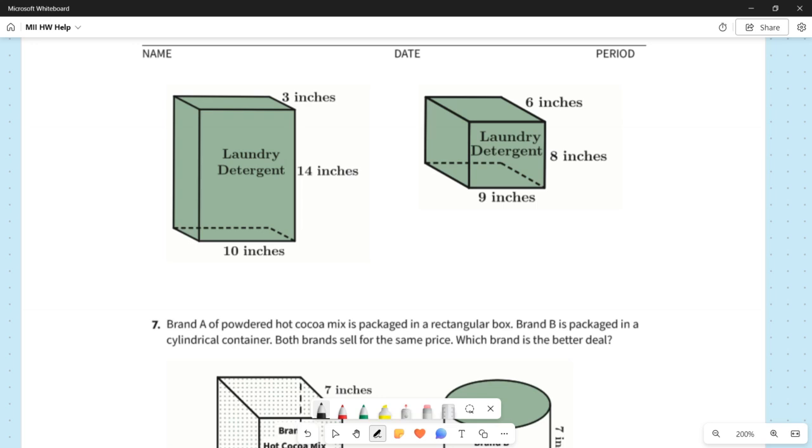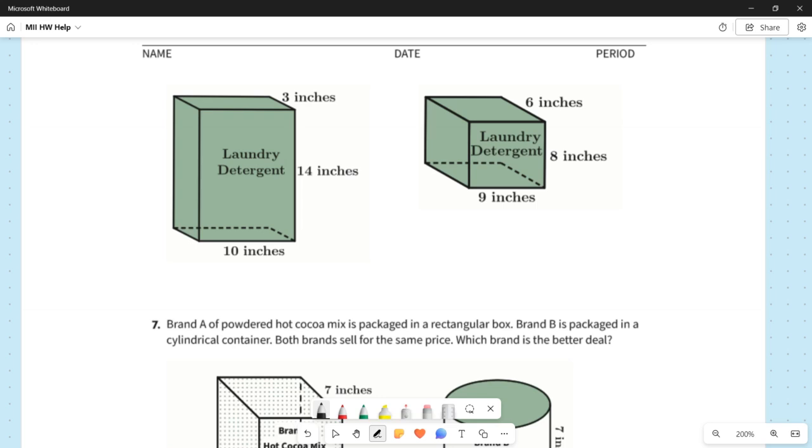Now, what consumers care about in this context is how much detergent is in the box, right? They don't care about surface area, which is the area on the outside of the box. Why would anyone care about that? What they care about is the amount of detergent that's inside the box. That means we're talking about volume. So we want to compare the volume of these two boxes. Both of these boxes, in a geometric sense, are rectangular prisms.